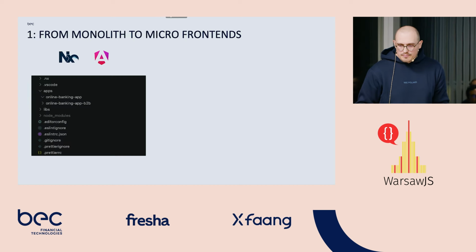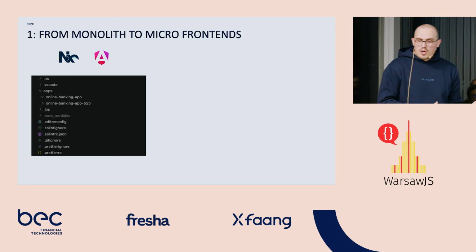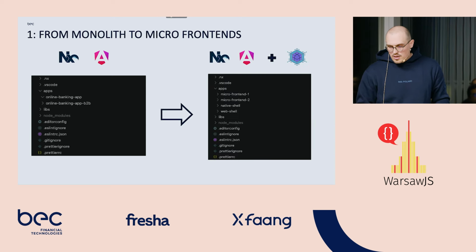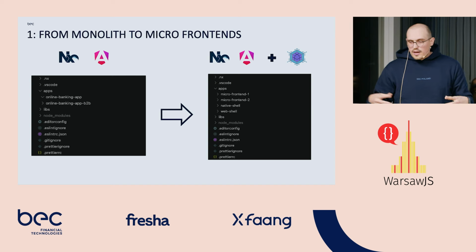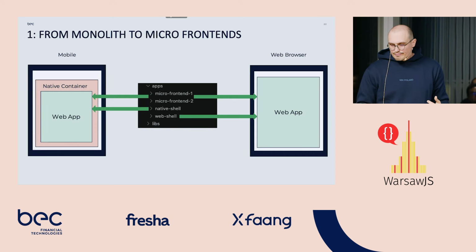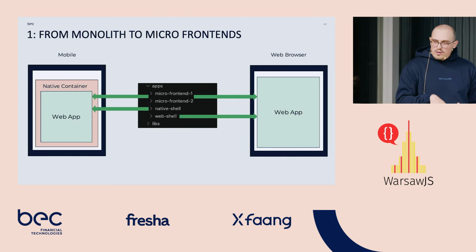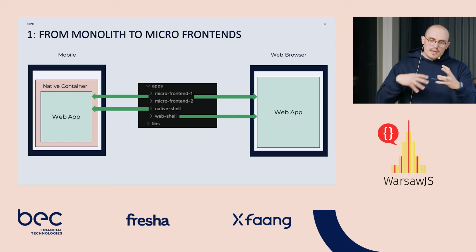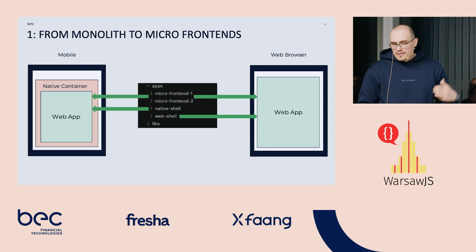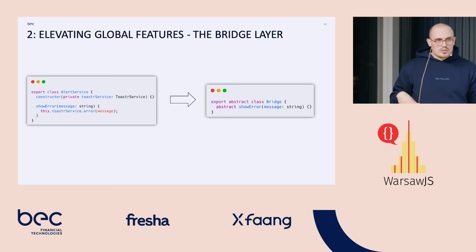We started our journey, and the first step was going from monolith to micro frontend setup. We have NX and Angular, a classical Angular application, and we divided our application into several micro frontends, native shell and web shell, and we added module federation to be able to run these micro frontends. Because of that, we could run our native shell in the native application and web shell in the browser, running the same micro frontends.